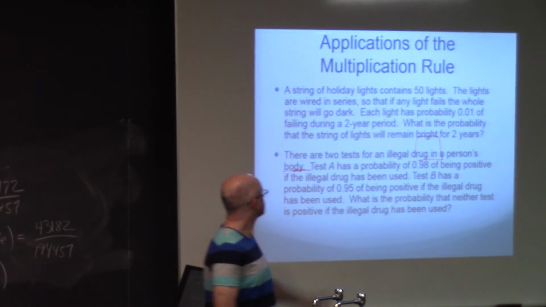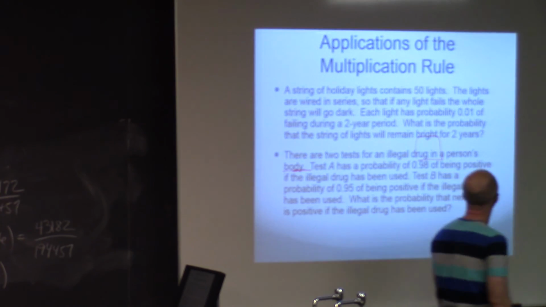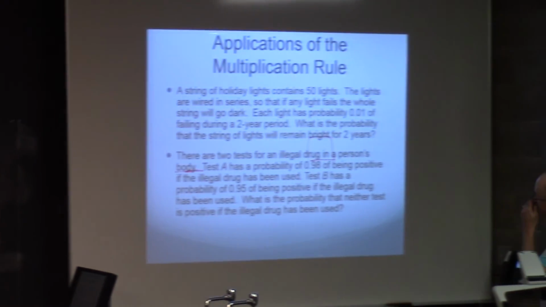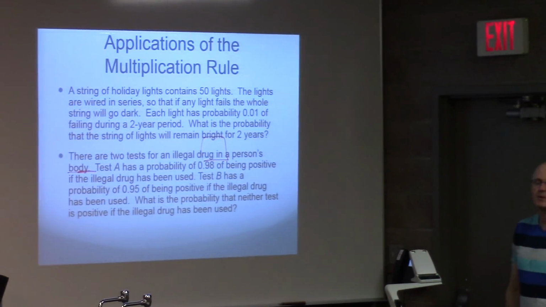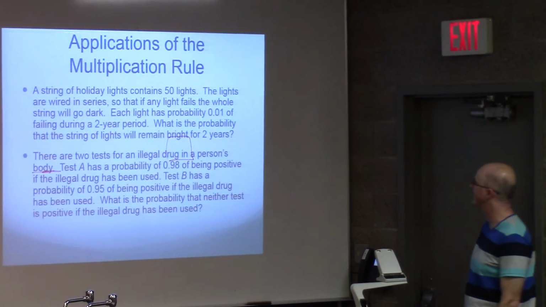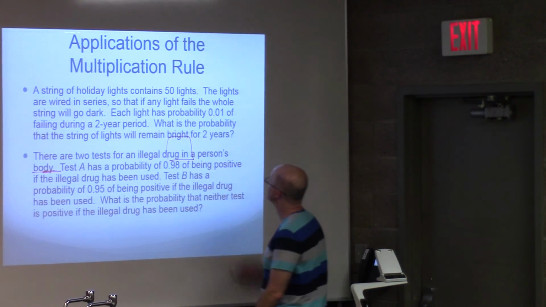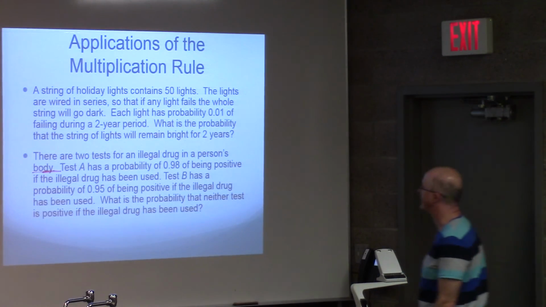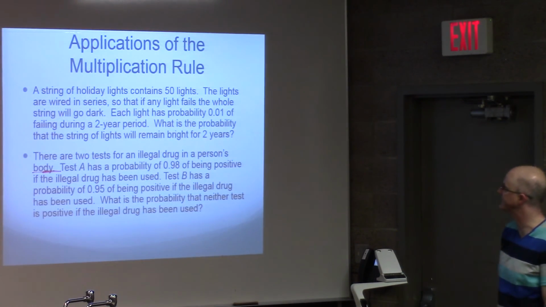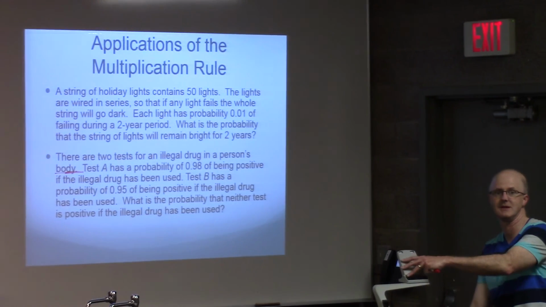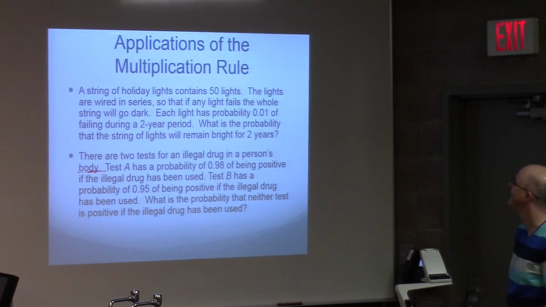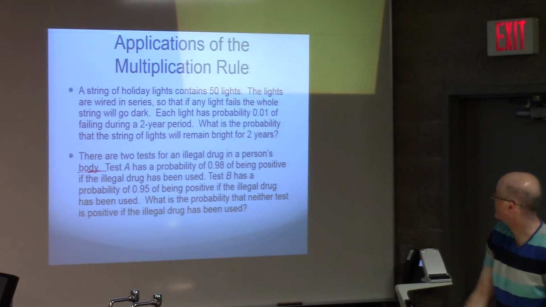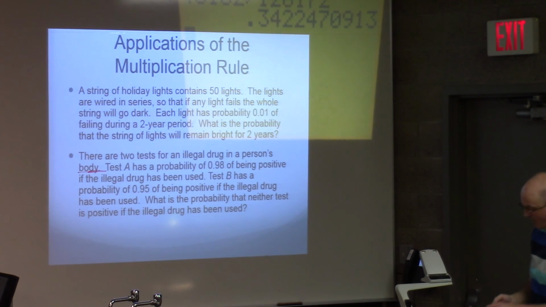Got a problem like this. A series of holiday lights contains 50 lights. The lights are wired in series so that if any light fails, the whole string will go dark. That does sometimes happen with holiday lights. Each light has a probability of 0.01 or 1% failing in a 2-year period. What is the probability that the string of lights will remain bright for 2 years? Okay? Hang with me for about 1 minute.